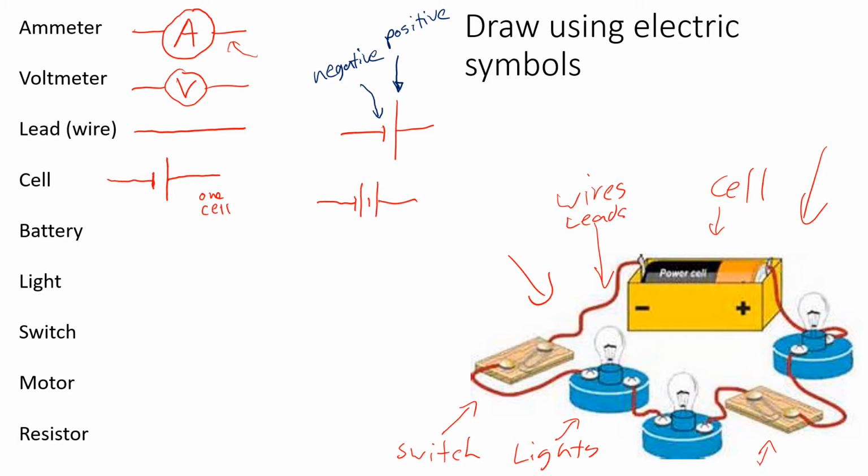Okay? And then this would be the symbol for three cells. So one cell, two cells, three cells. Now, a cell looks like this. A battery is just more than one cell. So here would be a two-cell battery, and this would be a three-cell battery right here.